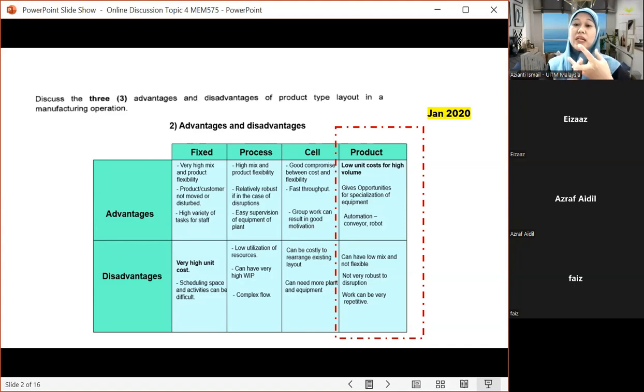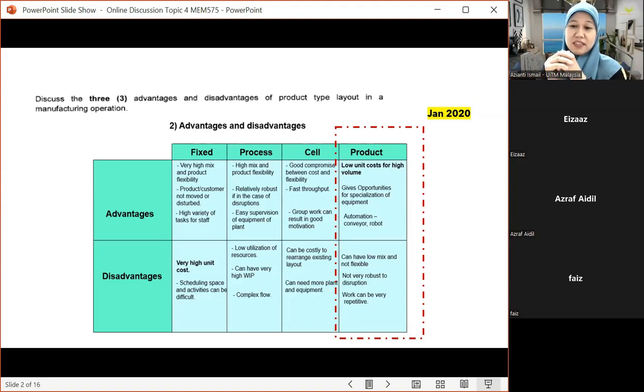And then we can specialize the equipment. So it means that we can arrange the equipment. And then the best one is it can do automation. Okay, compared to process, we cannot do automation. But for product layout, yes, you can automate, in which you can introduce robot, you can introduce conveyor belt, you can introduce sensor and so on, because they have the layout that is easy to arrange. It goes by sequence. Okay, that's the advantage.